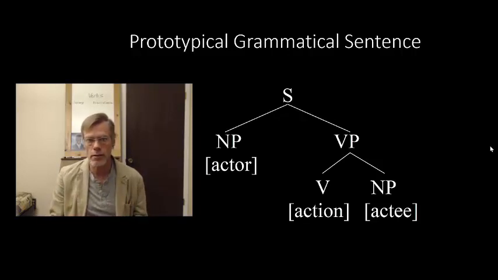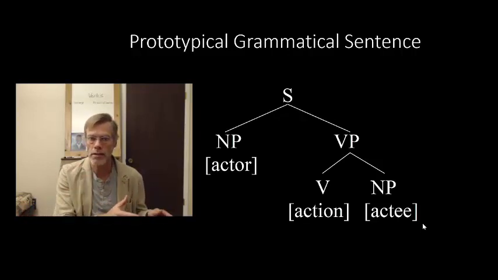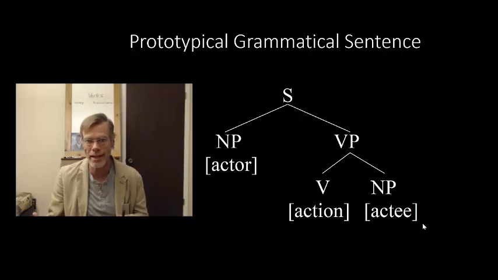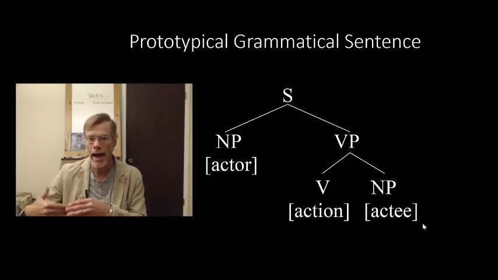And the verb phrase is an action, right? They're performing an act. And there's typically an object, the person or thing who is acted upon. For example, the girl kicked the ball. It's a nice prototypical sentence. You've got a nice, clear character in the subject position, the girl. You've got a nice, clear action in the verb position, kick. And then you've got a nice, clear actee, the thing acted upon, the ball.